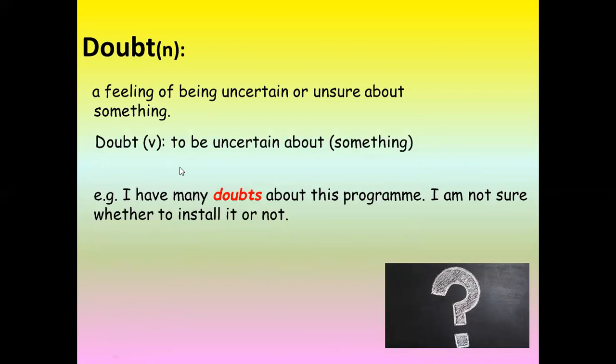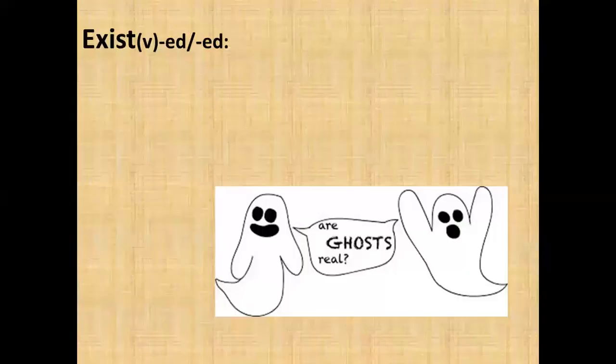Doubt is a verb, to be uncertain about something. For example, she says she will do it, but I doubt it and I don't believe her. I have many doubts about John. I'm not sure if I can trust him. I'm not certain if I can trust John to do this thing or not. I have doubts about him.